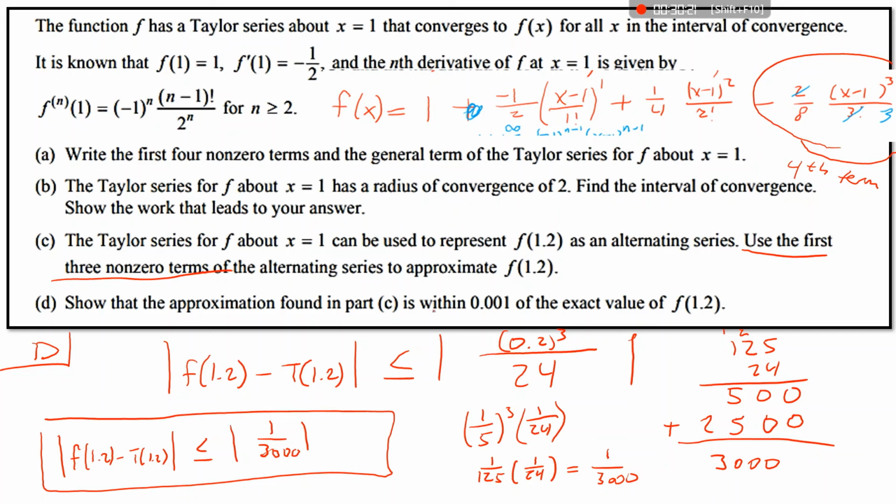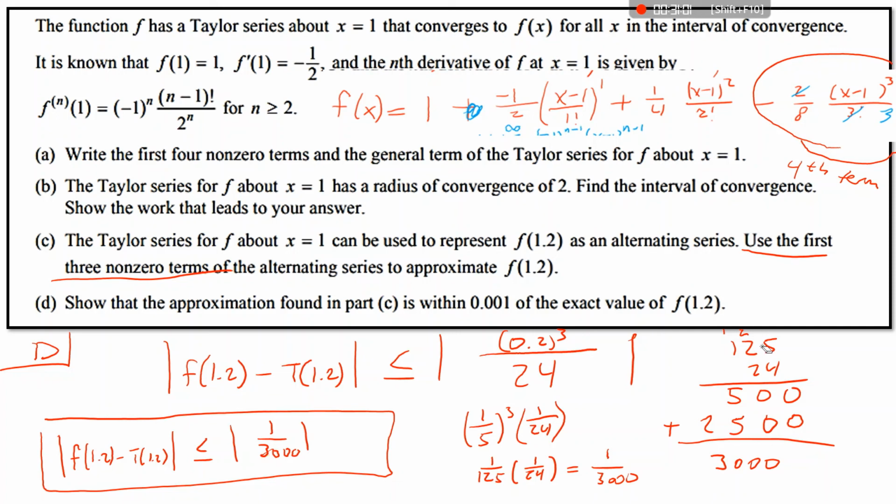This says we're within 1 over 1,000. 1 over 3,000 is within 1 over 3,000 for our range, right? Wait, what is T of 1.2? That would be the actual value. So this Taylor series is approximating a function, right? So our approximation, our guess, minus the real value, should be less than or equal to our error.